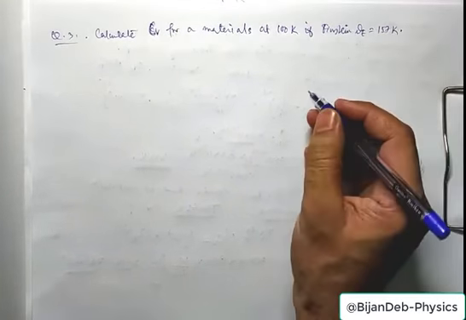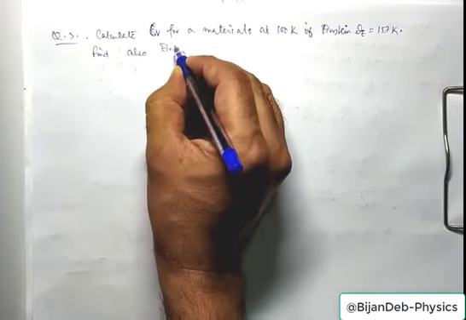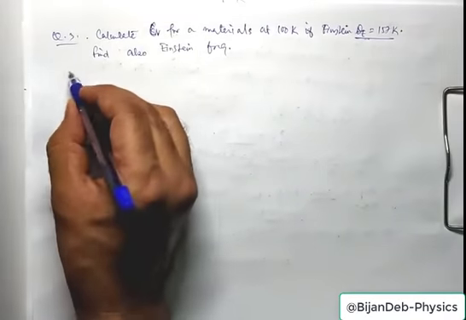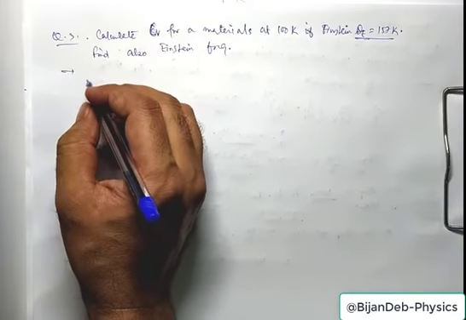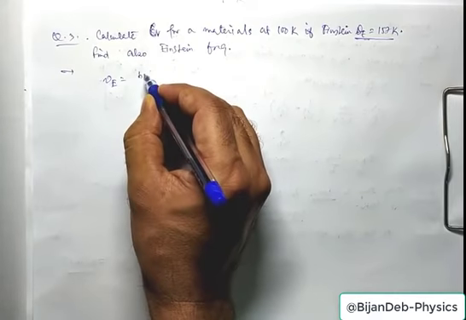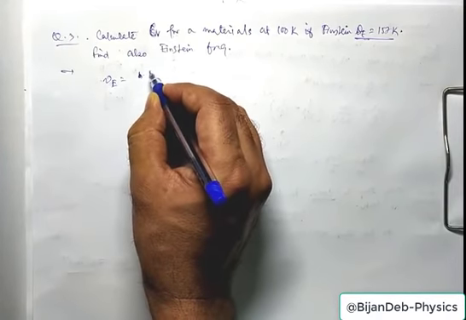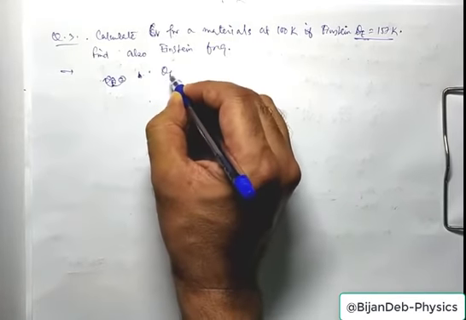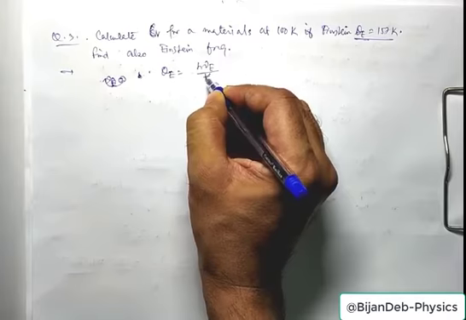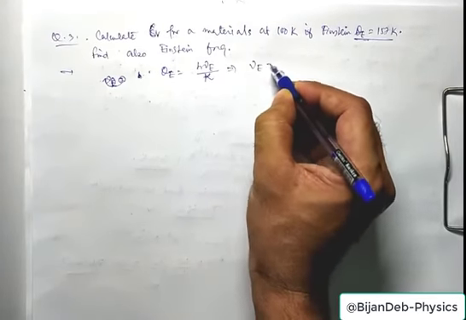Einstein temperature is given, find also Einstein frequency. Temperature is given but frequency is not given, so you have to find Einstein frequency. What is Einstein frequency? Einstein temperature is theta E equal to h nu E by k. This you know, theta E equals h nu E by k. So you have to find nu E.